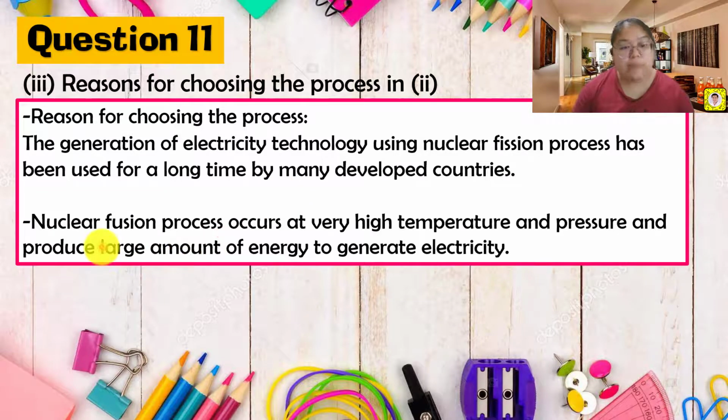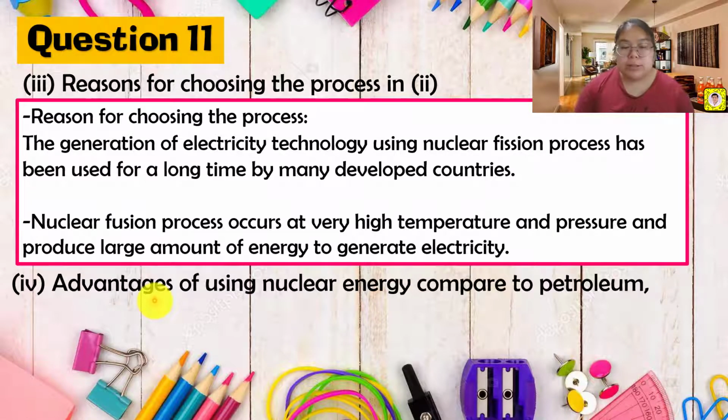Okay, another reason we need to choose nuclear fission. Sorry, this one is fission and not fusion, because we choose nuclear fission. The nuclear fission process can occur at a high temperature and also pressure. After that, it produces a large amount of energy to generate electricity. Okay, the important point is the large amount of energy. So that's why we need to choose nuclear fission.